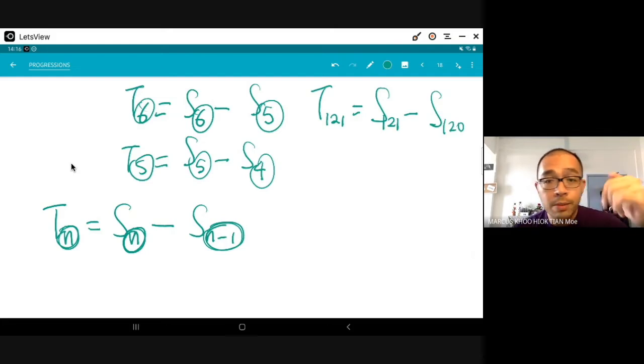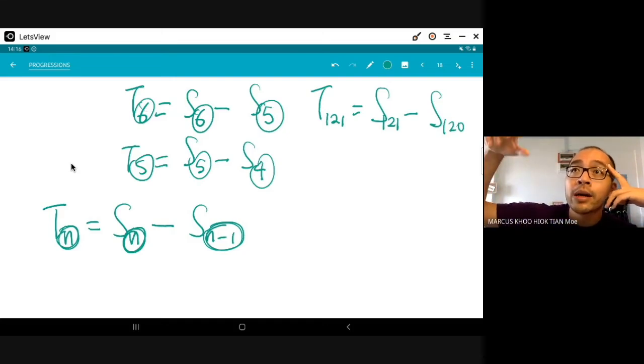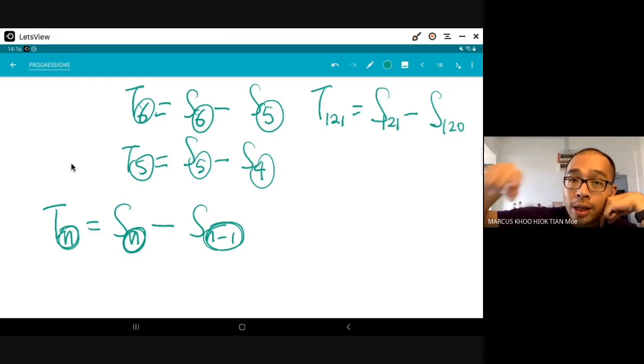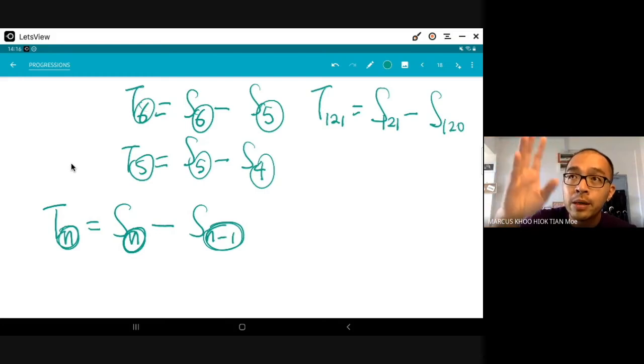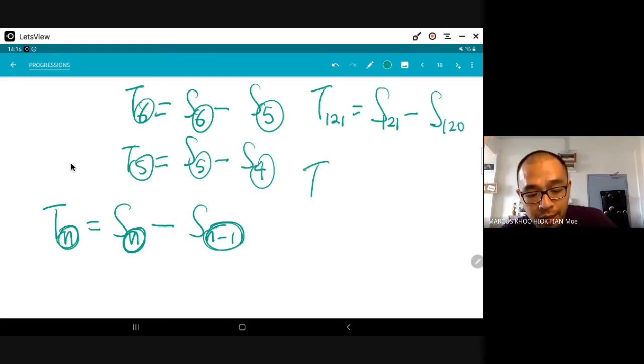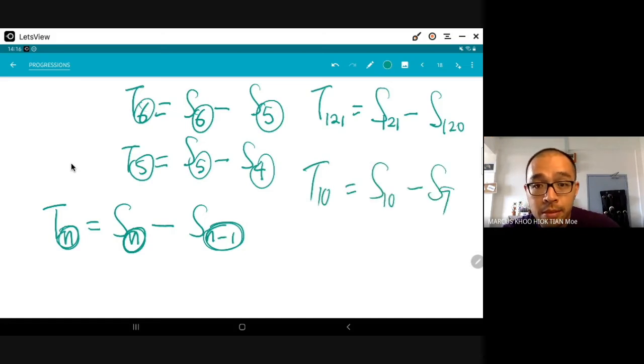Okay, so dengan menggunakan petua ini, it is not a formula, it is a petua yang kamu kena ingat. Kalau saya mahu cari sebutan yang ke entah berapa, saya cari jumlah yang ke entah berapa dulu, tolak dengan jumlah yang ke entah berapa, tolak 1. Okay, T10 equals S10 minus S9, untuk mencari that specific term lah.